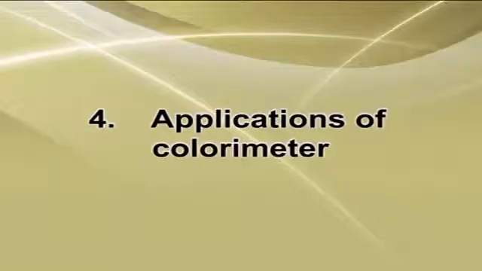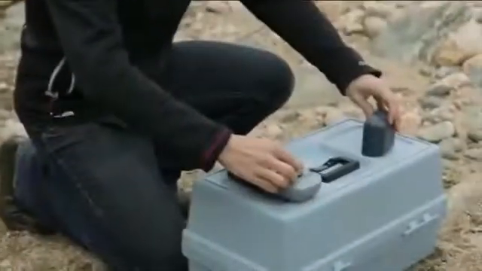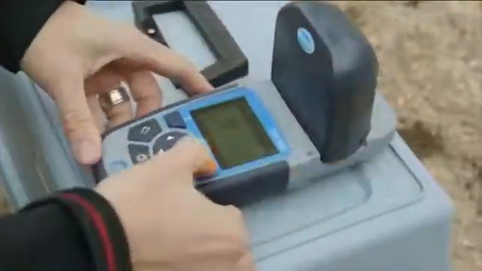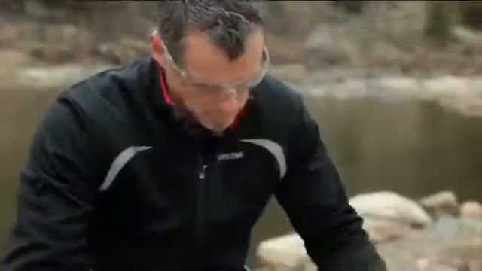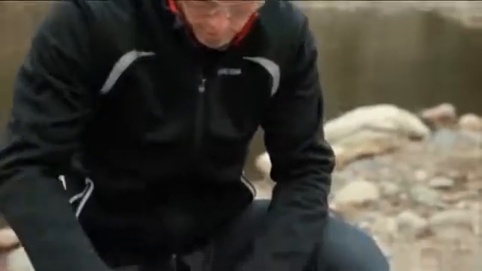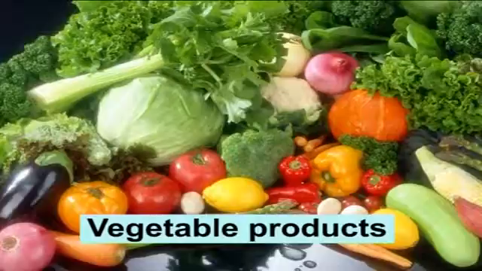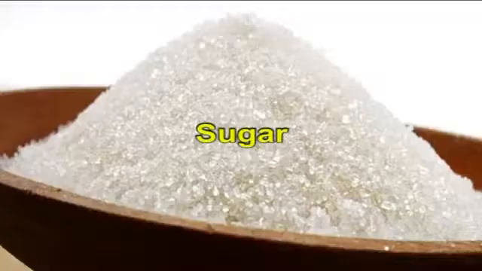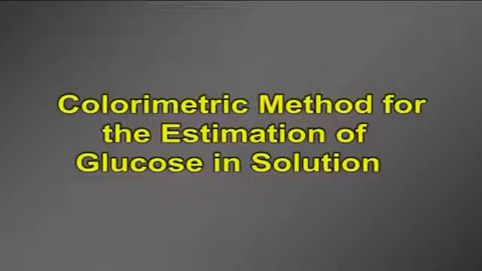Application of colorimeter. Colorimeters are widely used to monitor the growth of bacterial or yeast cultures. They provide reliable and highly accurate results when used for the assessment of color in bird plumage. They are used to monitor the color in various foods and beverages, including vegetable products and sugar. Certain colorimeters can measure the color that is used in photocopy machines, fax machines and printers. Colorimetric method for the estimation of glucose in solution.